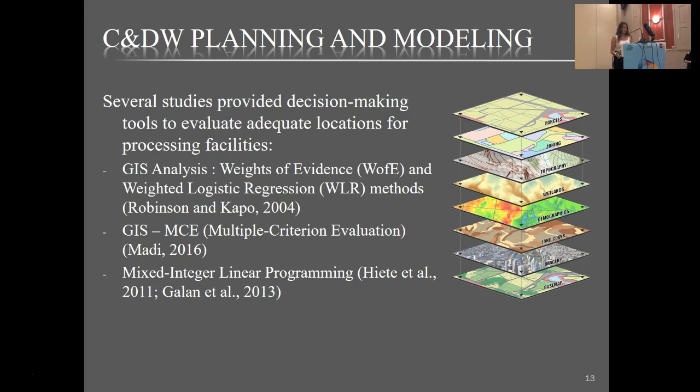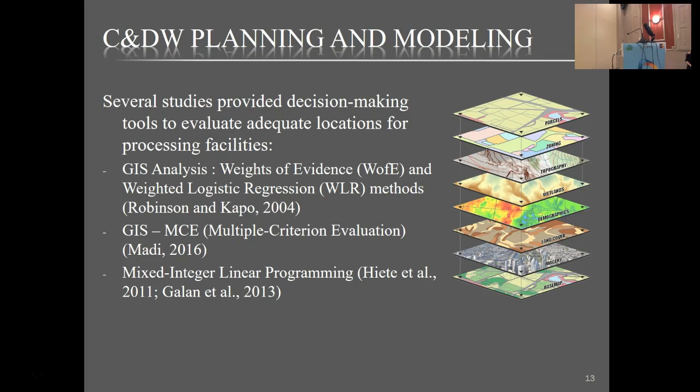Different methods, different decision-making tools have been used to evaluate the adequate locations. I will be citing two main ones, which are GIS, Geographic Information System, and mathematical programming. So GIS, with the method named weights of evidence, has tried to find patterns in the maps of existing locations and project them on future ones.